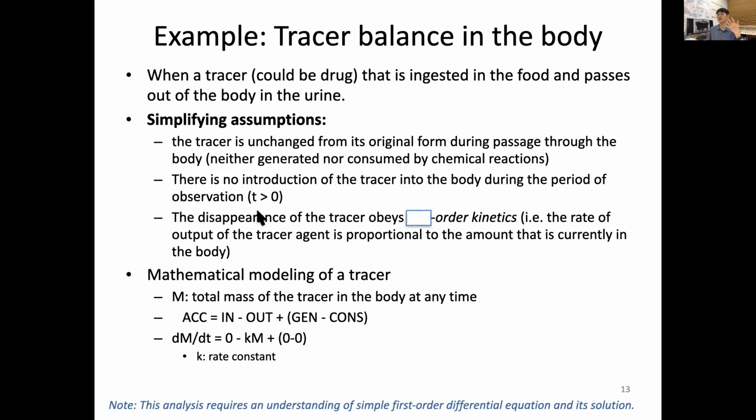And for disappearance of the tracer, let's assume our body secretes it so that the output rate is proportional to the amount of the tracer remaining in our body. So in this case, we can assume this is first order kinetics. Mathematically, this can be described like this. You remember the systems approach: the accumulation inside the system boundary of the tracer molecule will be the input flux minus the output flux plus the net generation, which is generation minus consumption.